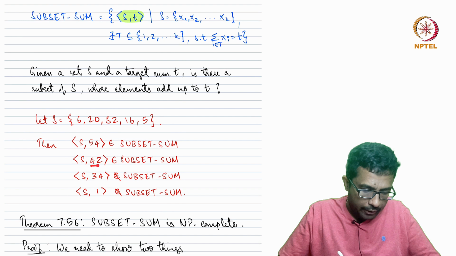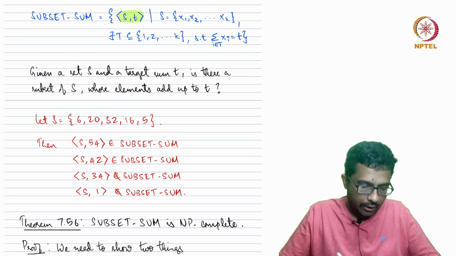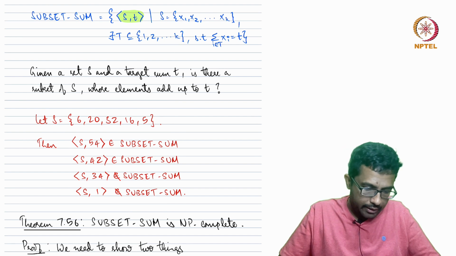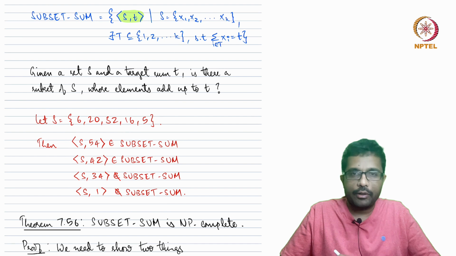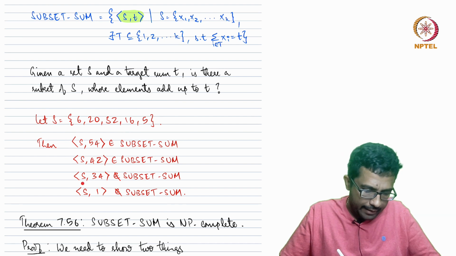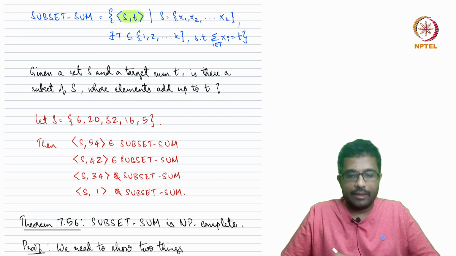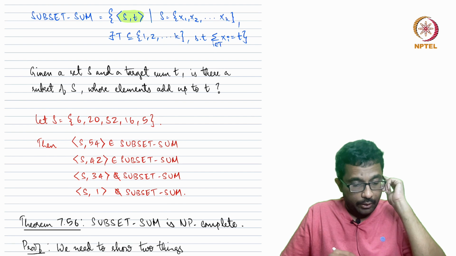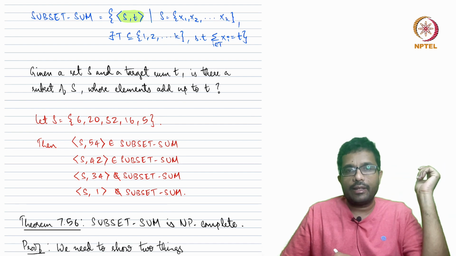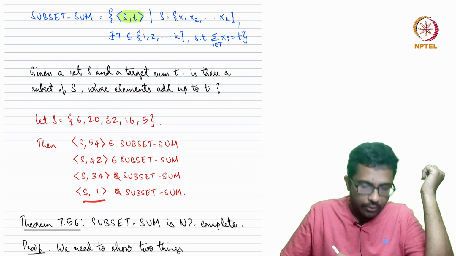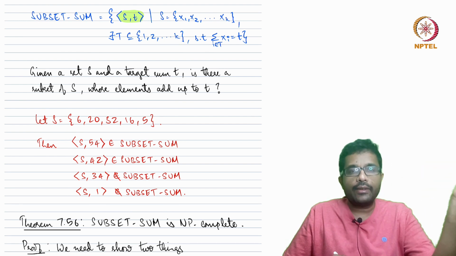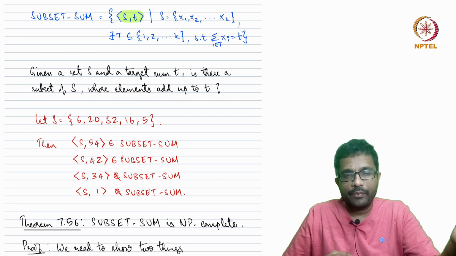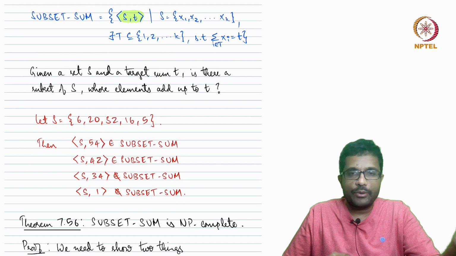Then S and 42 also are a member of subset sum because there is a subset that sums to 42. So 6, 20 and 16 add up to 42, right? However, S, 34 is not a member of subset sum because there is no subset that adds up to 34. Right. So the question is, is there a subset that adds up to the given value? So given a set S and a target sum, is there a subset of S that sums to the target sum?